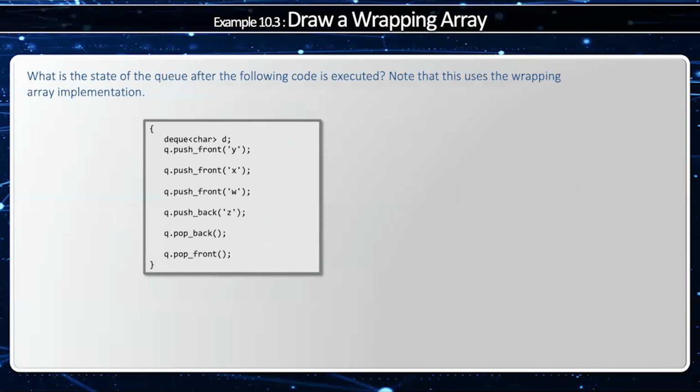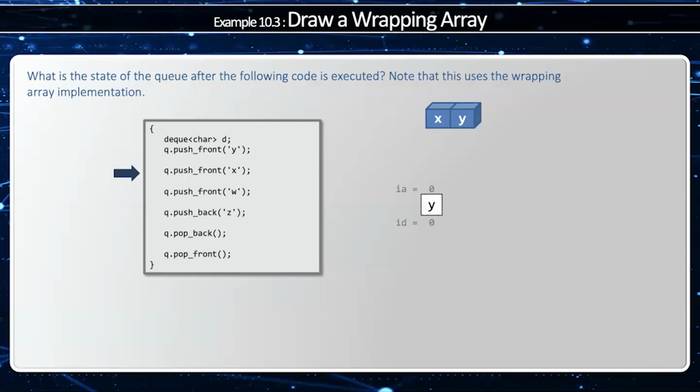Let's take a look at a slightly more complicated example. I have a Deque of characters now. When I say push front Y, then I have the user's perspective. I have 1 element in my Deque, and I have 1 element in my underlying array as well. When I push front X, then X is just going to go in front of Y.